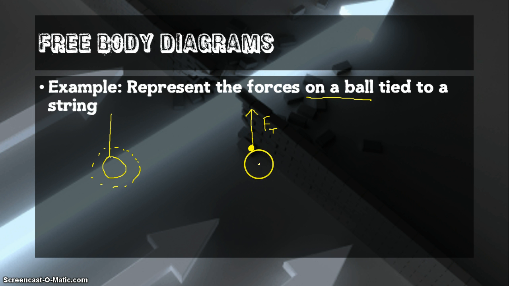Obviously, the ball is not accelerating upward, so we know that there has to be a force acting downward of the same magnitude. And we know that gravity acts on everything. So that force of gravity, which is also the weight, is going to be acting downward. No forces are acting to the left and the right. And then you want to make sure you call the up direction positive.